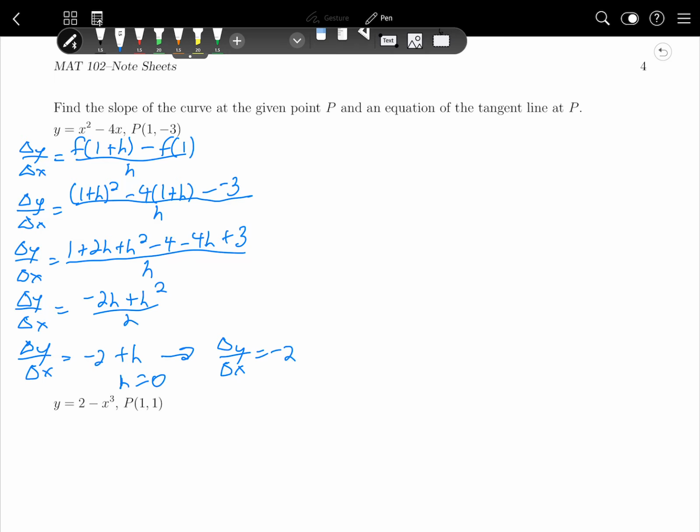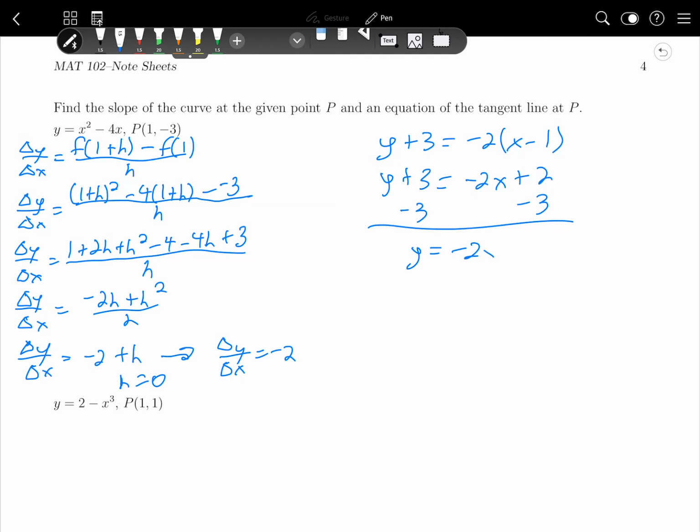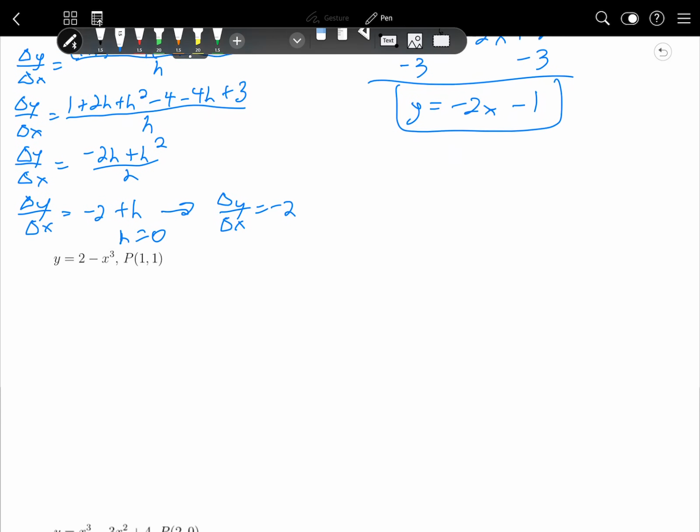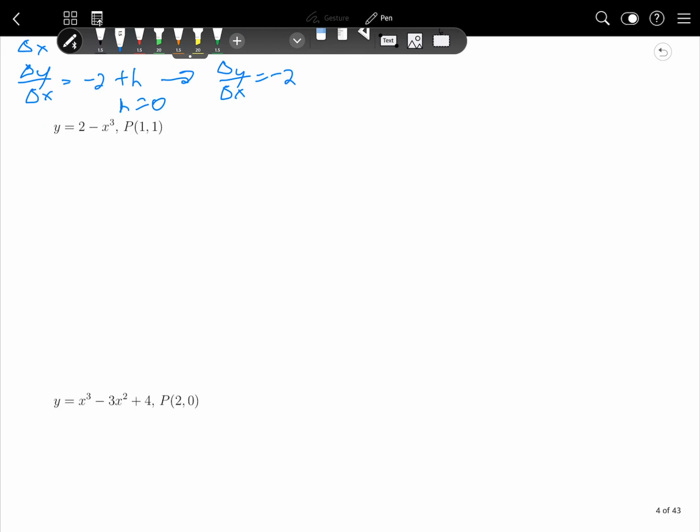Okay, and so now we plug it in point slope form. So that's y plus 3 equals negative 2 times x minus 1. So y plus 3 equals negative 2x plus 2. So y equals negative 2x minus 1. Okay, so that's the idea. That's what we're doing here. So let's go ahead and look at the last two. And the trickiest thing about the last two is the fact that we have x cubed, which means the multiplication is a little more difficult.